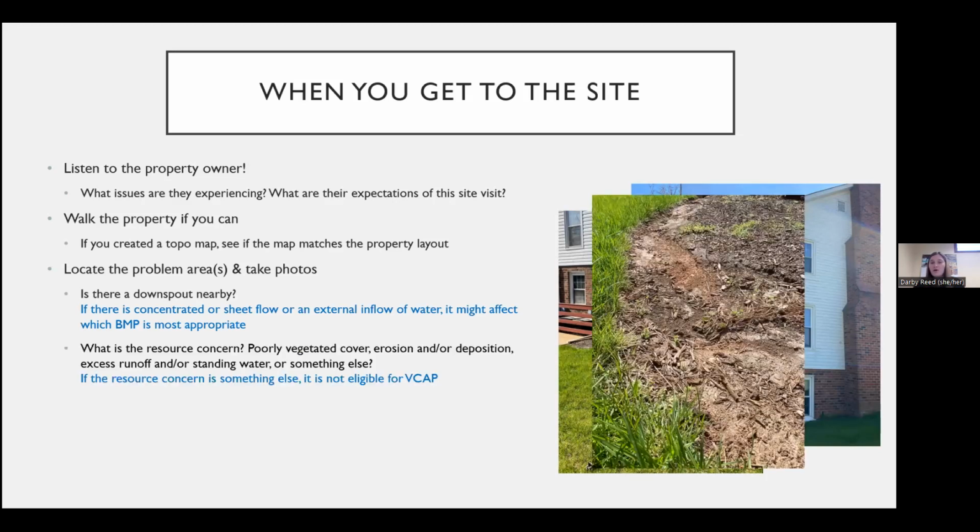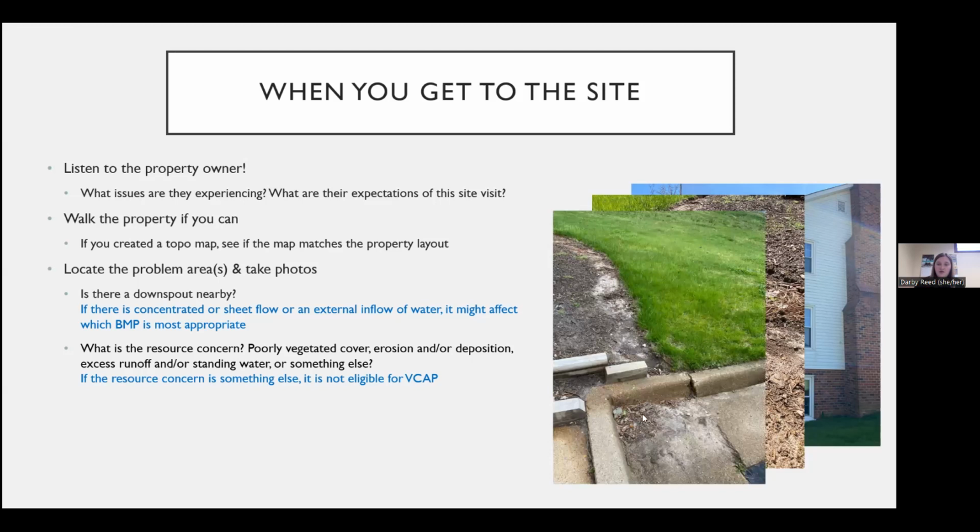Also, look for what the resource concern might be. Is it poorly vegetated cover? Is it erosion, deposition, excess runoff, or even standing water? If the resource concern is something other than what I just mentioned, that area may not be eligible for VCAP. As you can tell, it looks like some erosion right here. And then as it flows down, all that soil is deposited right here.